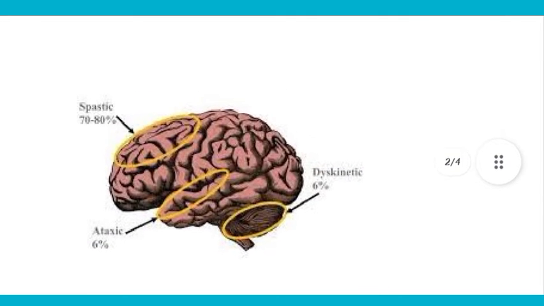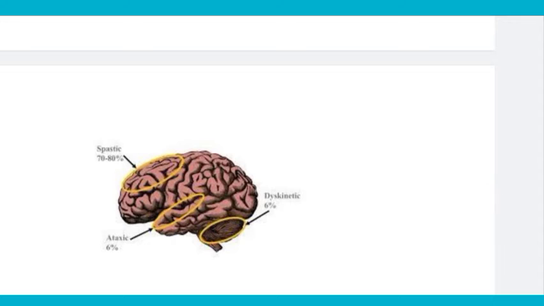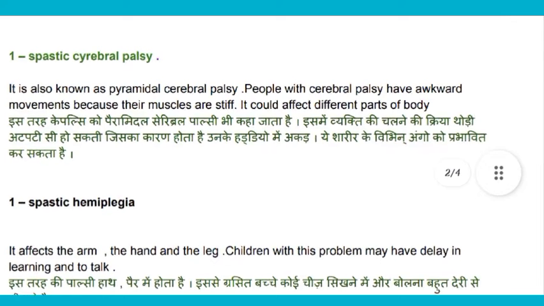Okay, so here you can see the diagram of this. Here you can see 70 to 80% it is spastic, and 6% here you can see ataxic, and 6% here you can see dyskinetic. Now let's see what is spastic cerebral palsy.